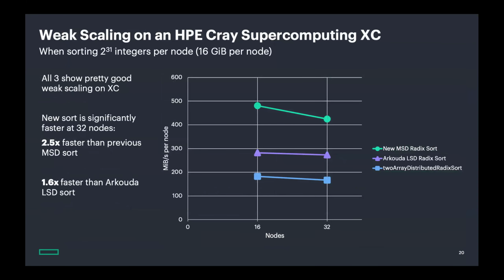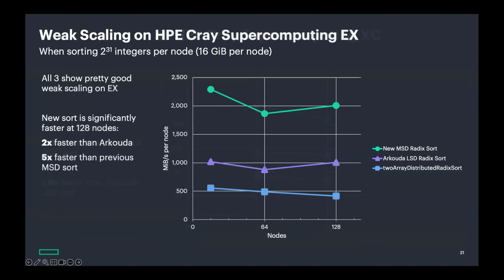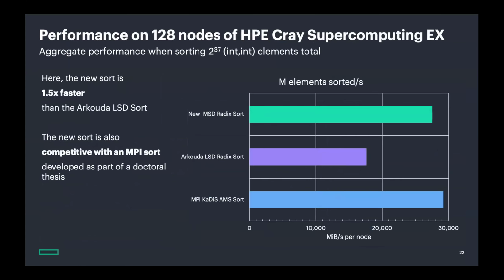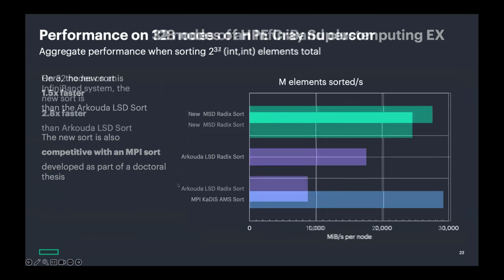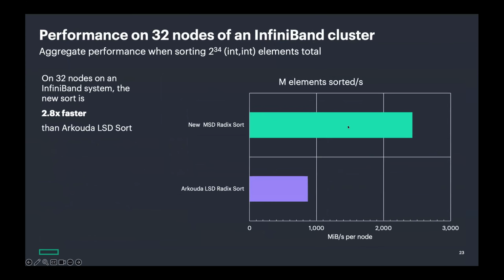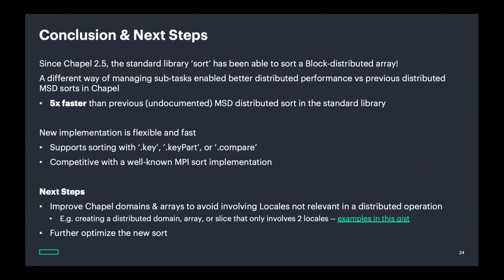Okay, and then here's some performance data. It's faster than the previous MSD sort and faster than our CUDA sort on XC, on EX. It competes with an MPI sort on EX, and it is faster than the Arkouda sort on an InfiniBand cluster. I will leave this slide up and pause for questions, since I've gone slightly over what I had hoped for in the part where I talked to you.